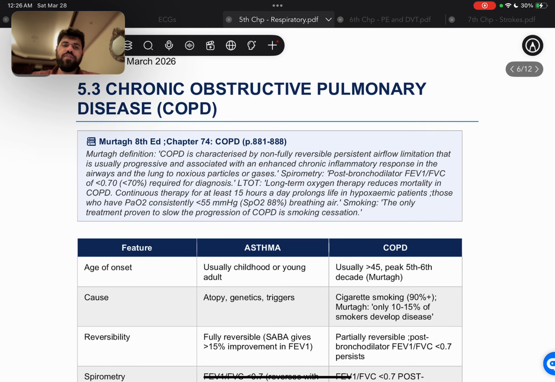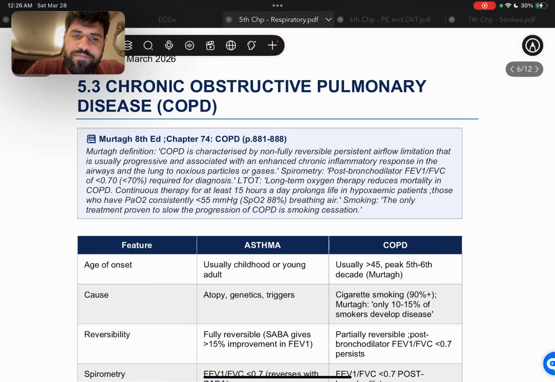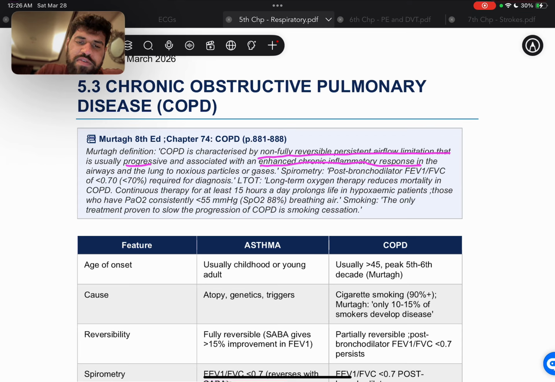All right. Now moving on to the next topic, which is COPD. Now COPD, according to Murtagh, the definition is that it's a non-fully reversible persistent airflow limitation that is usually progressive and associated with an enhanced chronic inflammatory response in the airway and the lung to noxious particles or gases. And spirometry post bronchodilator FEV1 to FVC ratio is going to be less than 0.7 or less than 70%, and this is required for diagnosis.